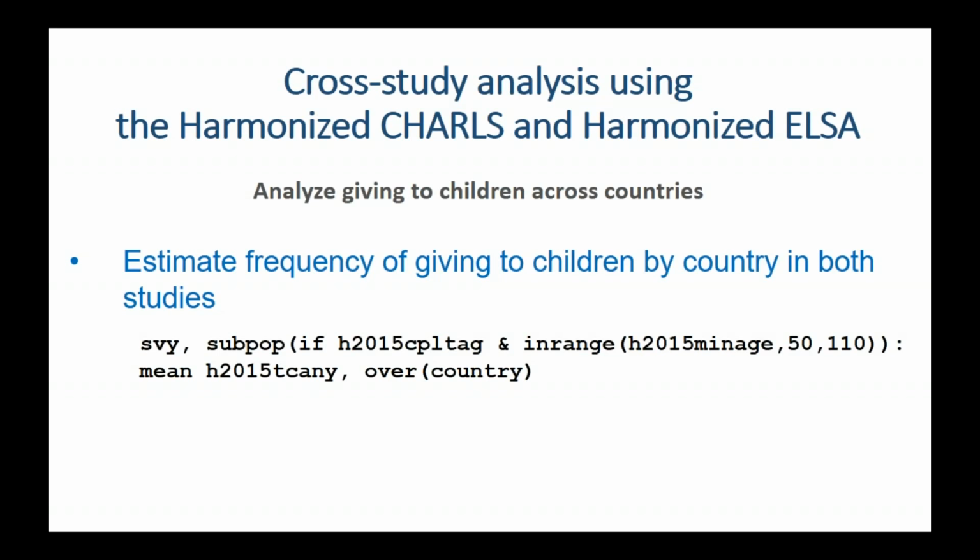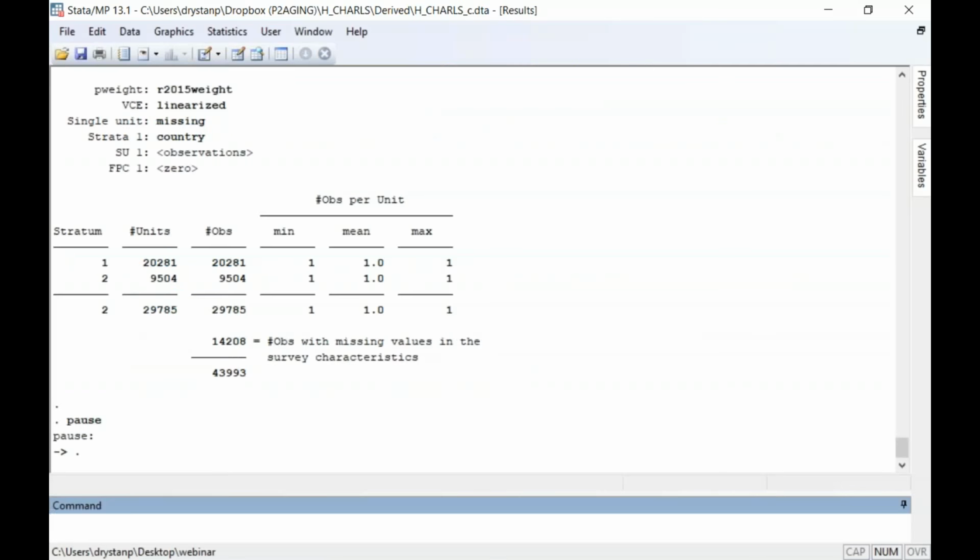This is important because although CHARLS starts at age 45 to be representative, ELSA doesn't start until age 50. So we want to make sure at this point we're comparing similar age groups. So we're going to lose some people in CHARLS for this estimation, but we know that. And then again, we're going to use this over option, and we're just going to say over country. So we're going to get 1 estimate for China and 1 estimate for England.